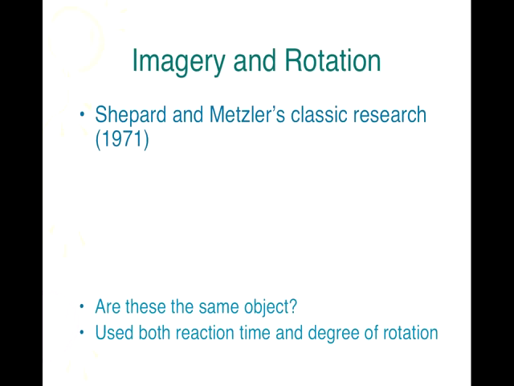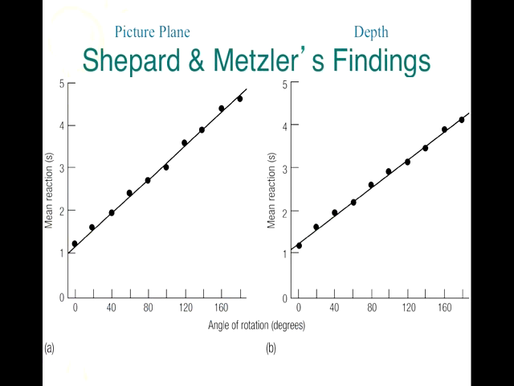And so, here we go. Shepherd and Metzler's study was much more complicated. They gave people these 3D objects and asked them if they were the same or not. And this picture is really terrible because PowerPoint made it a funny color. But can we rotate this one on the left to match the one on the right? So the question people were asked was, are they the same object? And so what we used is both reaction times and the degree of rotation to determine what's going on in the brain. So I'm going to give you a picture. A and B are basically the same picture. And so the one on the left is the picture plane, and the one on the right is depth, but they tell the same story. So what's happening?